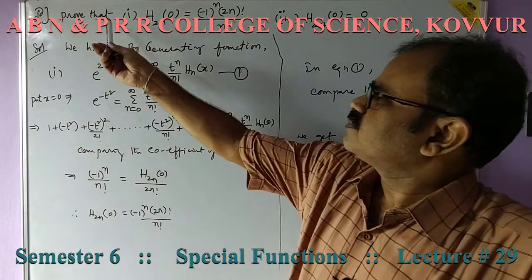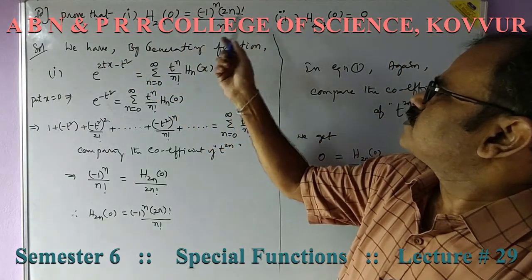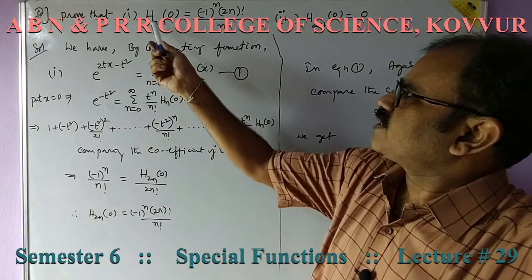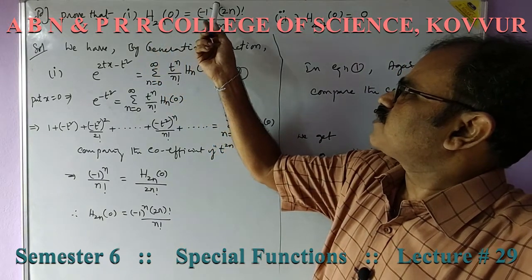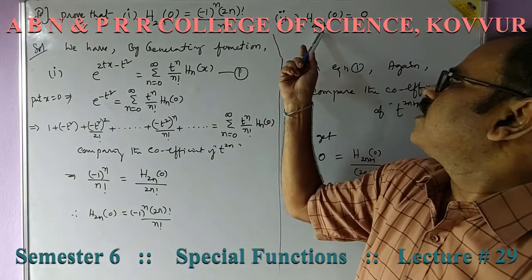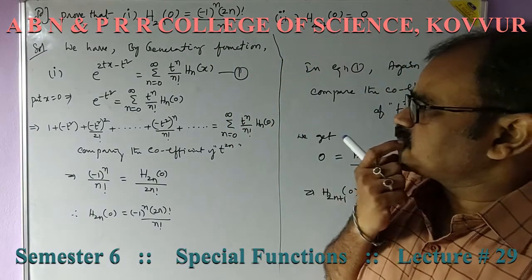Let us prove some small results in Hermite polynomials. Prove that H_2n(0) is equal to (-1)^n (2n)!/n!, and H_{2n+1}(0) is equal to 0.